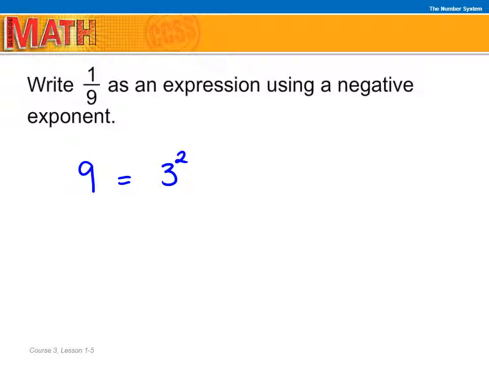So let me rewrite my fraction, but this time using 3 squared, which is the same as 1/9, what we started with. But they want us to write it using a negative exponent. So now I'm going to take my base of 3, and my exponent is going to become negative. And so I have 3 to the negative 2 power.